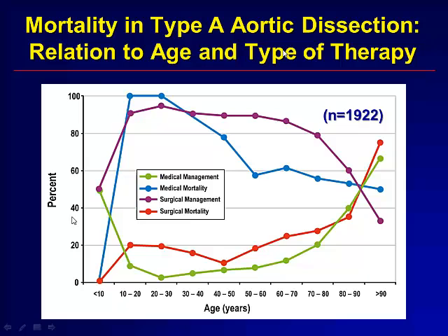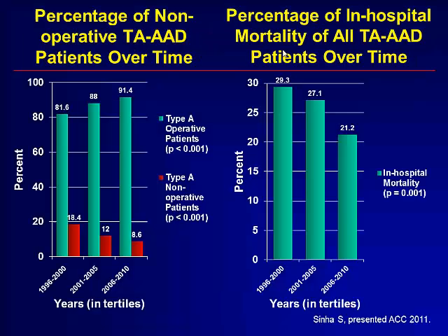Well, this slide illustrates the surgical mortality in different decades and the medical mortality. And what you see for type A dissection after the age of 90, the surgery and medical therapies arm pretty much are equal. And many surgeons will not take a patient beyond 90. And one of my professors taught me there's nothing like heart surgery to help you realize your true age. Now 70 to 80 is a different story.